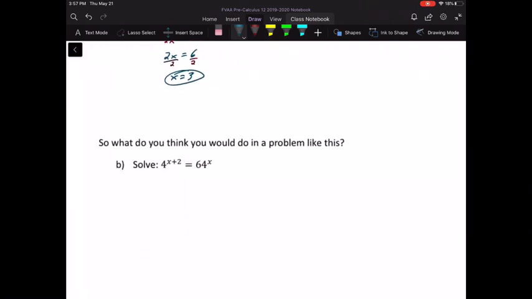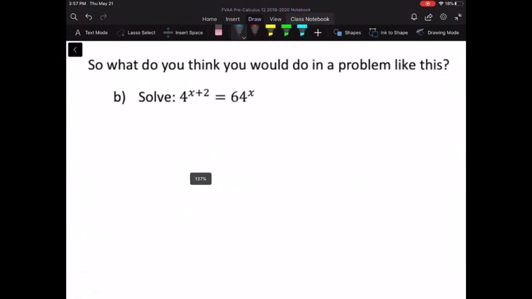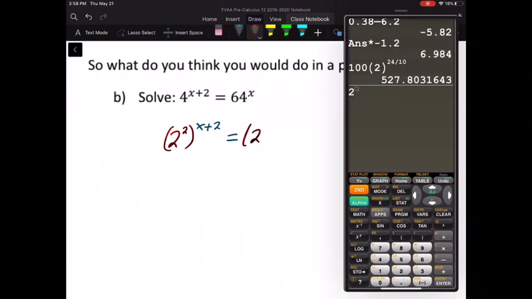Now sometimes, obviously, it's going to get harder than this. So what about this problem here? Here we have 4 to the power of x plus 2 is equal to 64 to the power of x. In this situation, 4 and 64 are obviously not equal to each other. However, they are both powers of 2. If I change this 4 into 2 squared, then I have 2 squared to the power of x plus 2 is equal to 2 to the what gives you 64? Well, if 32 is 2 to the power of 5, then it must be 2 to the power of 6. 2 to the power of 6 gives me 64.